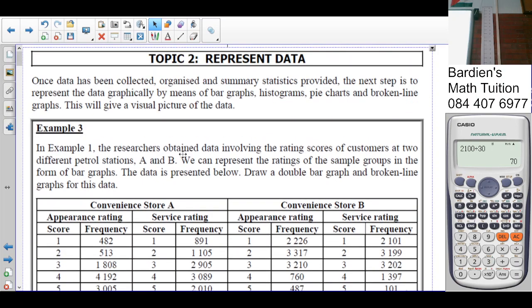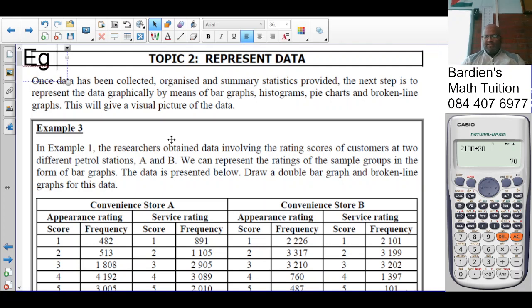So now we're looking at representing data. This is the examples on page, explanation on page... Which page are we on? 297.